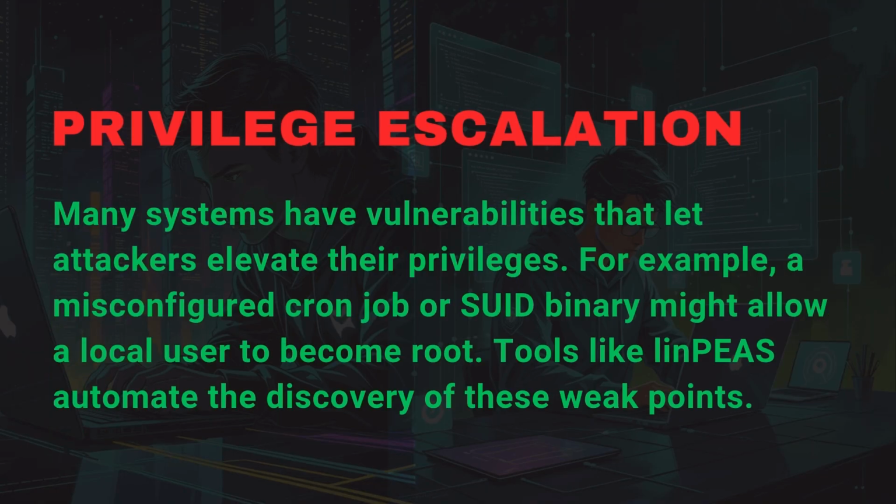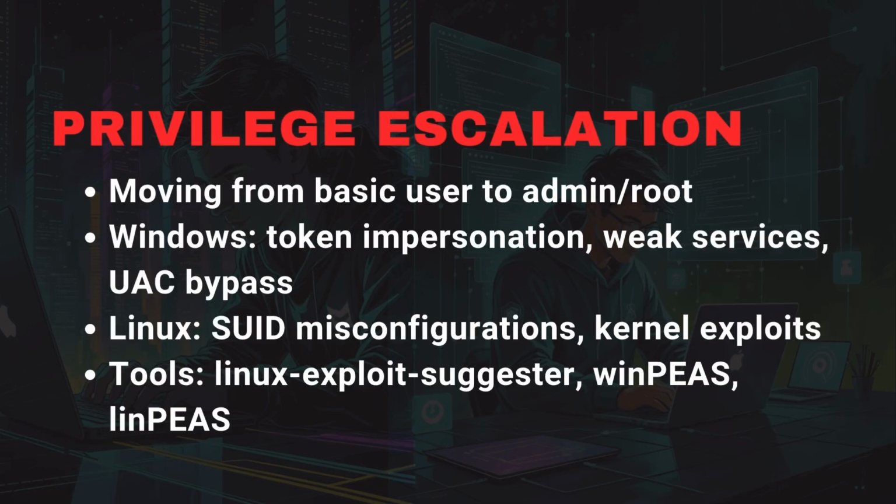Privilege escalation. Many systems have vulnerabilities that let attackers elevate their privileges. For example, a misconfigured cron job or SUID binary might allow a local user to become root. Tools like LinPeas automate the discovery of these weak points. Moving from basic user to admin/root. Windows: token impersonation, weak services, UAC bypass. Linux: SUID misconfigurations, kernel exploits. Tools: Linux exploit suggester, WinPeas, LinPeas.